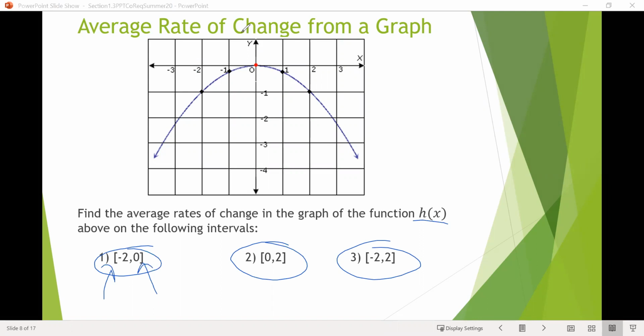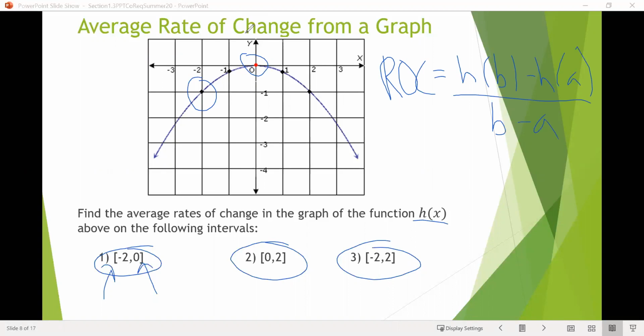So this first one, we're finding the average rate of change from this point here where the input is -2 to this point here where the input is 0. And recall that to find our rate of change, we use that formula. And since our function here is called h, I'm going to use h's. So h of b minus h of a all over b minus a. And recall that the values for b and a come from our intervals. So our first point here, the -2, that'll be a, and then the value for 0 there, that'll be b.